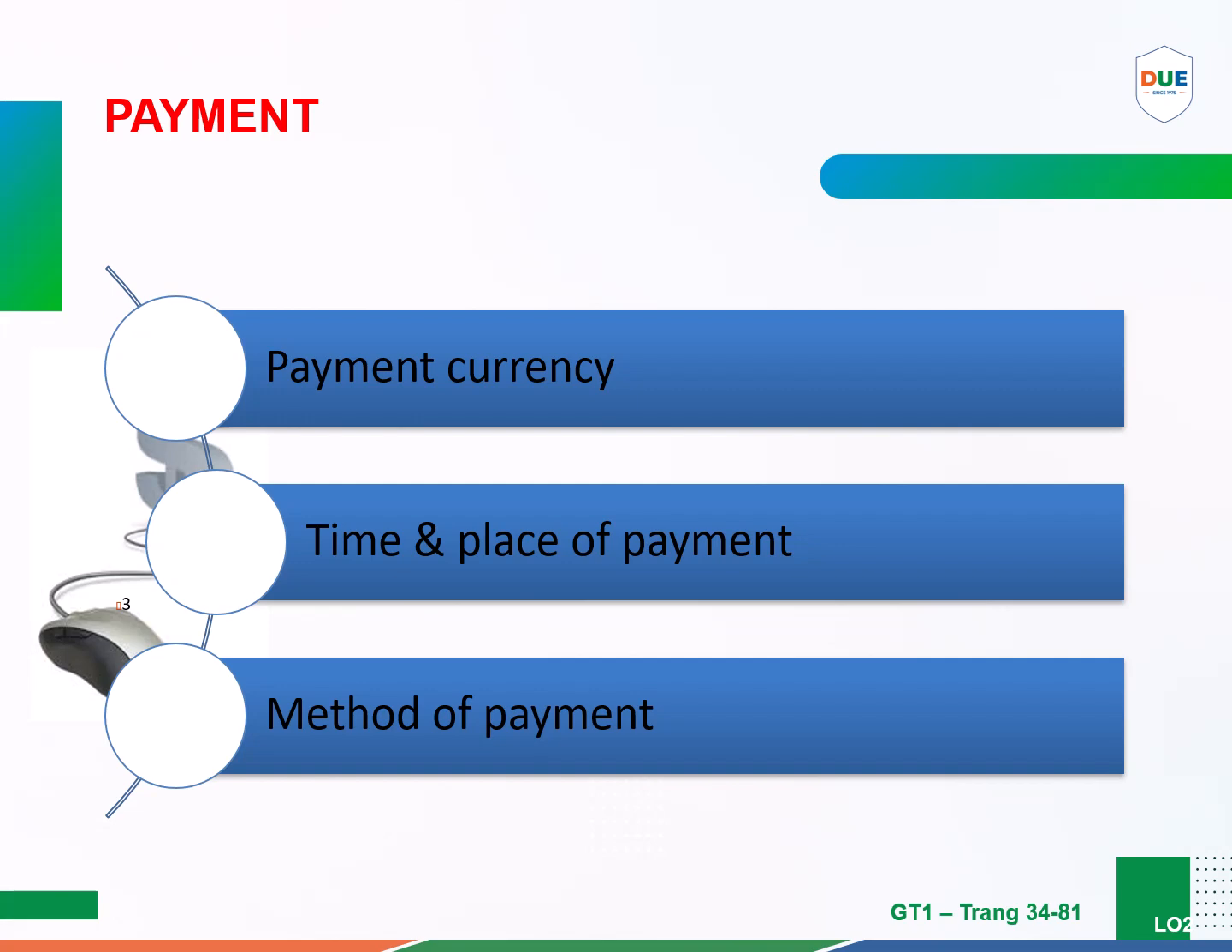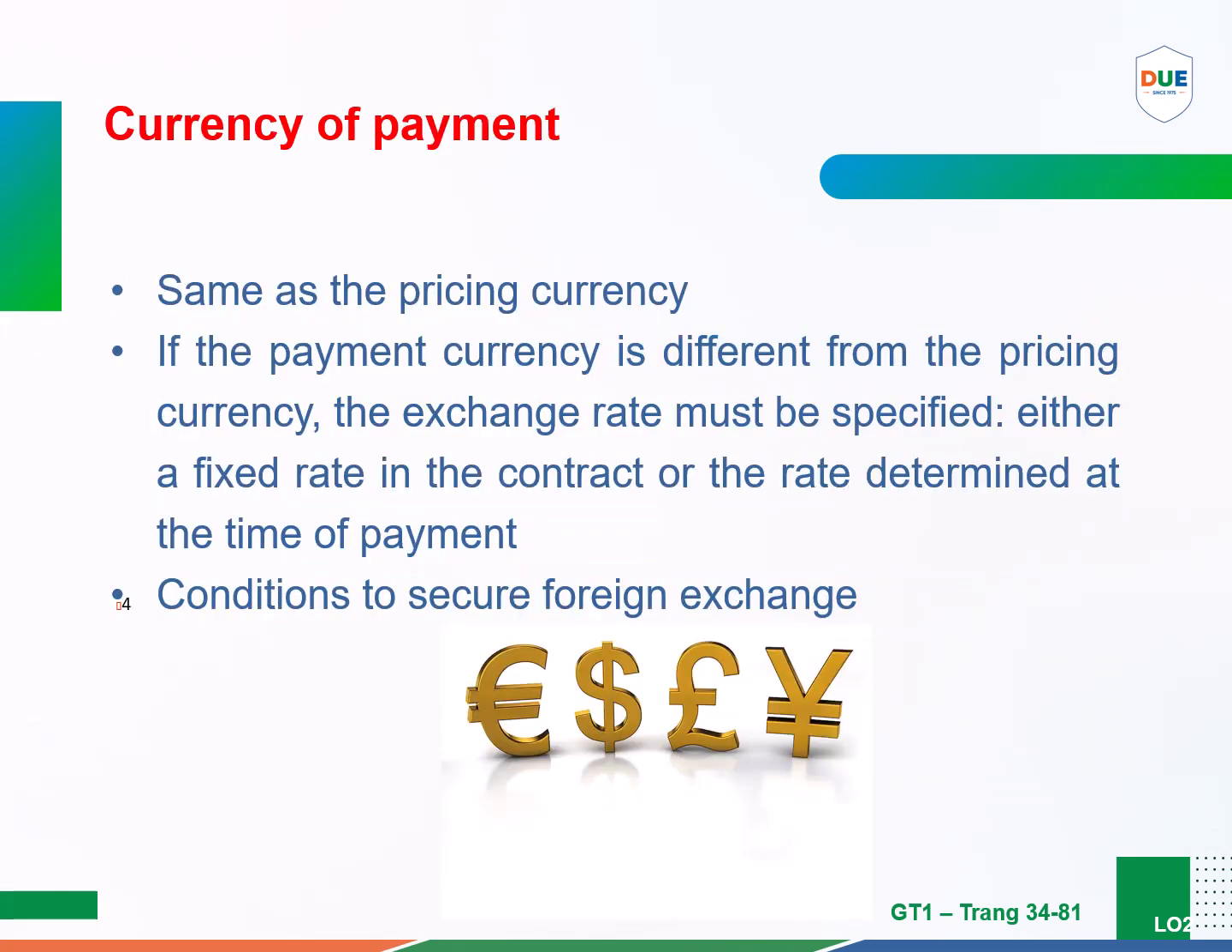Third, the method of payment. The parties need to specify how the payment will be made. Common methods include telegraphic transfer, open account, documentary collection, and documentary credit or letter of credit. Each method provides a different level of security, cost, and risk for the buyer and the seller. Therefore, when drafting the payment clause, these three elements should be stated clearly and consistently to avoid misunderstandings and payment disputes.